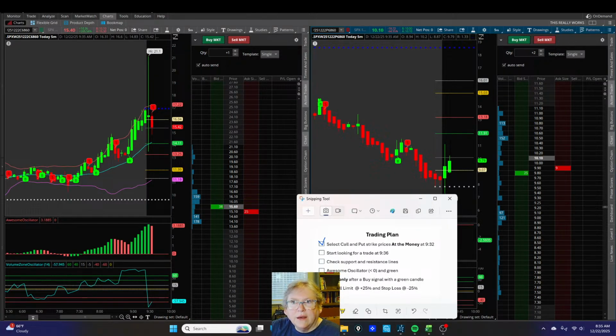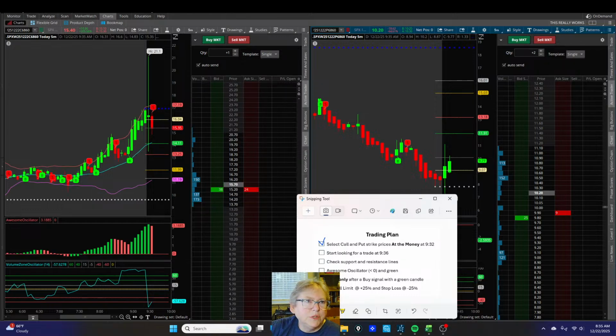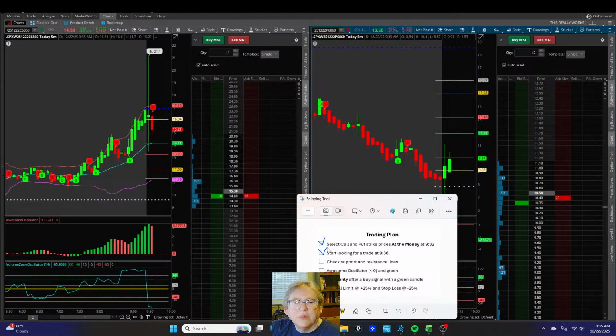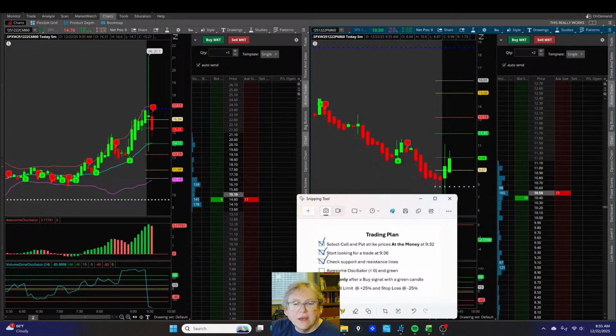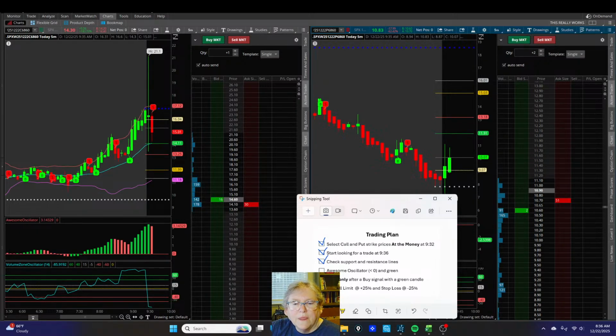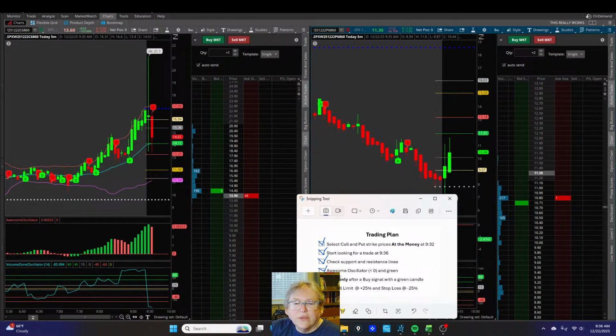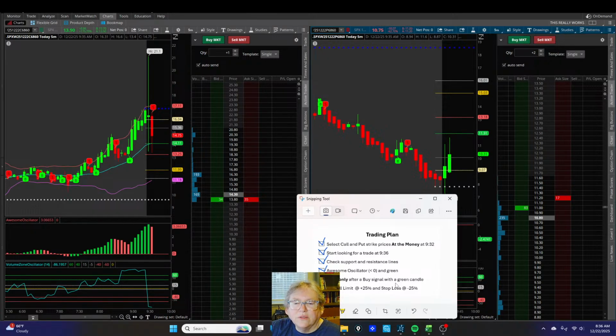Now at 9:36, which is about 10 seconds away, I'm going to start looking for a trade. That's my next step. I'm also going to check support and resistance lines. I would like the awesome oscillator to be less than 0 and green. It doesn't necessarily have to be, but I'd like that. And I trade only after a buy signal with a green candle.